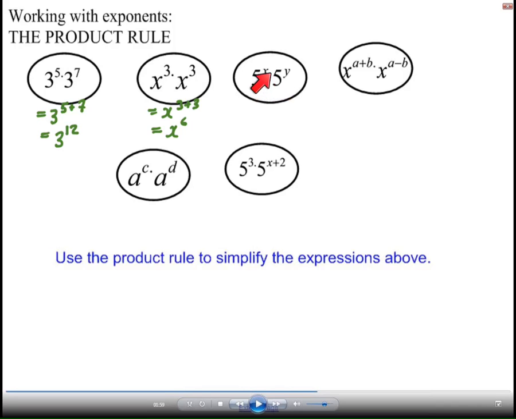Here we have 5 to the x power and 5 to the y. I don't know how many x's there are, how many y's there are, but I do know how many total 5's will be multiplied together. It's x plus y 5's. So if this is 3 and 7, then this would be 10. 3 plus 7 is 10, 5 to the 10th power.